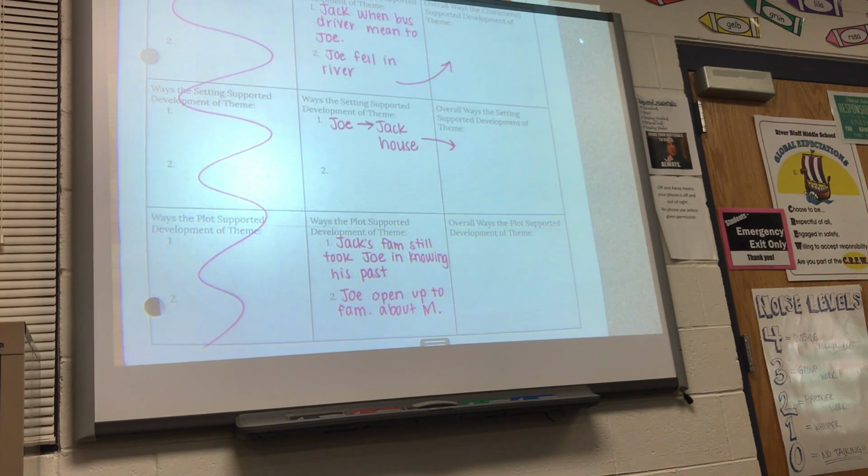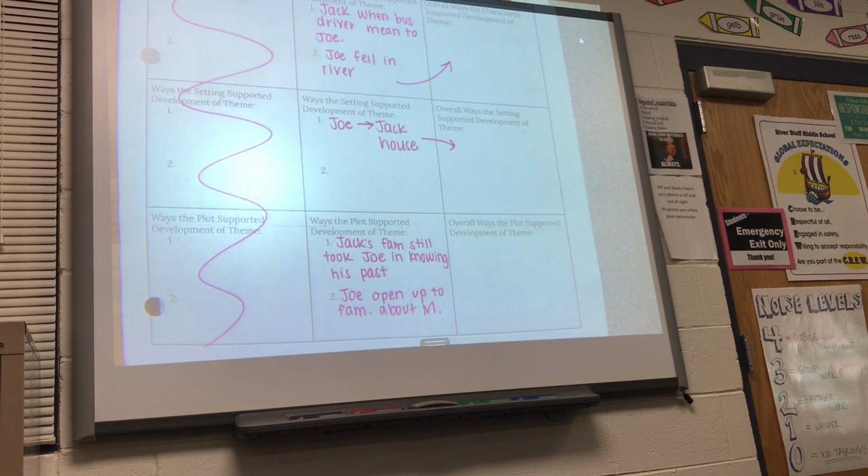Okay. But remember, we're not looking at whether the whole story would have happened. Remember, we're really just trying to prove how, sorry, I forgot the theme. No matter what the situation is, you can always rely on family. So which one best supports that?